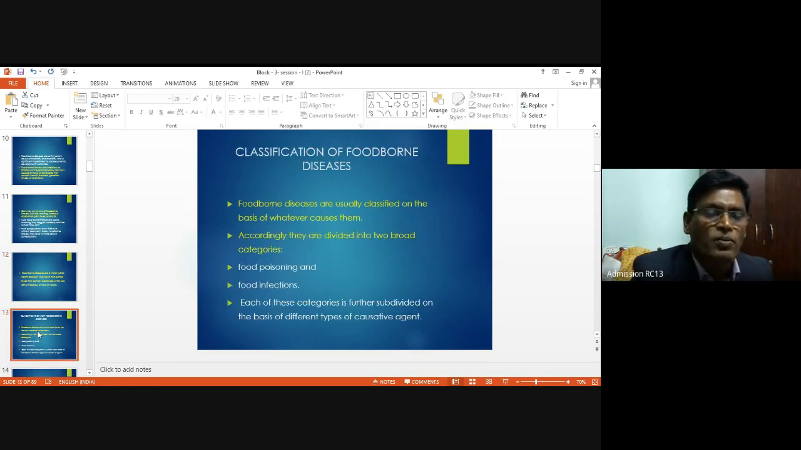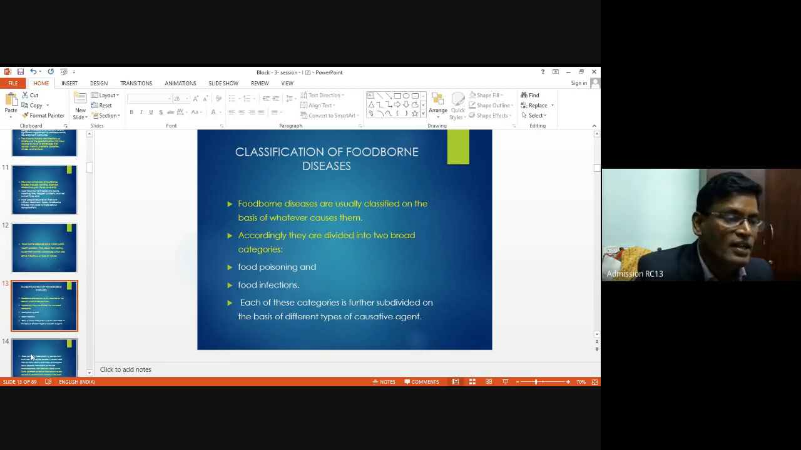The classification of foodborne disease: we can classify foodborne disease usually on the basis of the causes. Accordingly, they are divided into two broad categories, that means food poisoning and food infections. Each of these categories is further subdivided on the basis of different types of causative agents. Majorly, foodborne diseases are divided into two types, food poisoning and food infection. Further, they are classified again based on the causative agent.